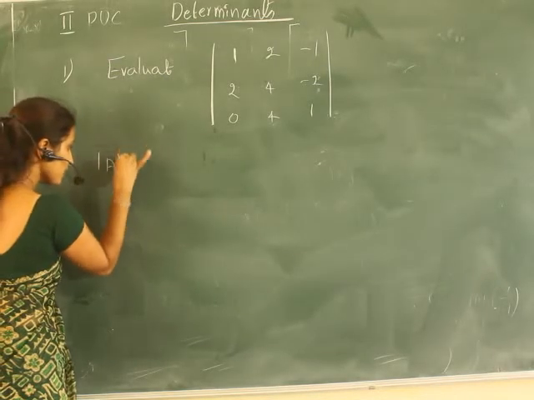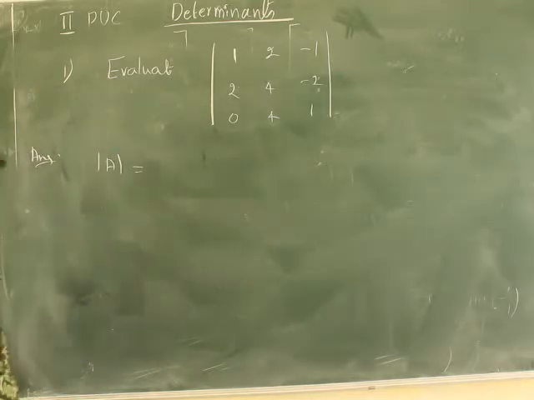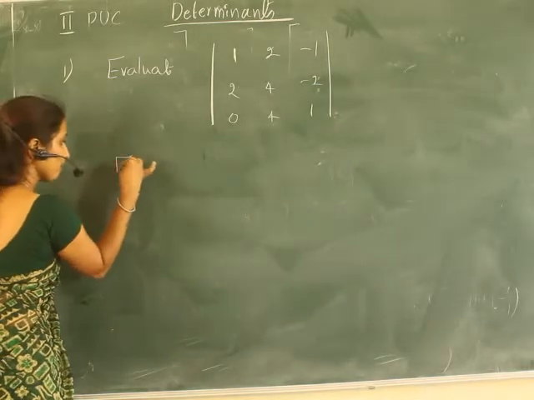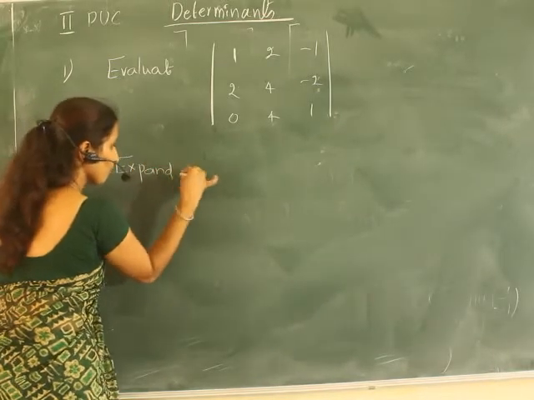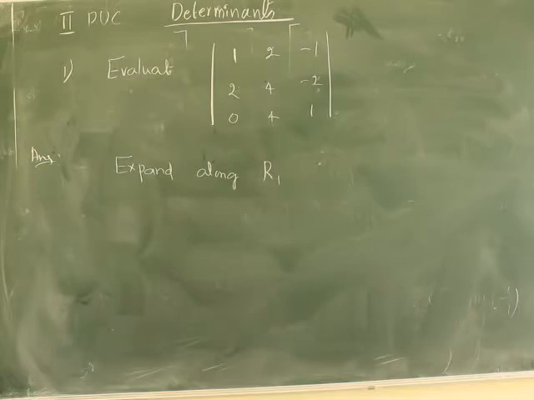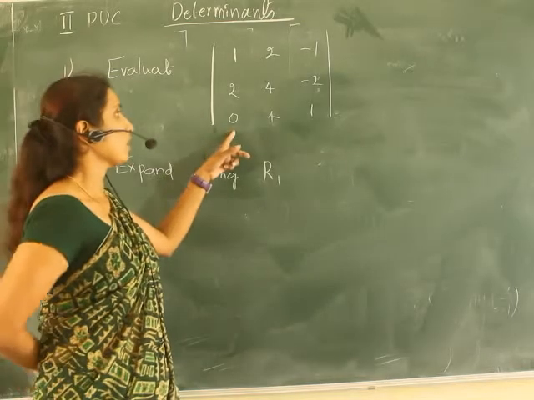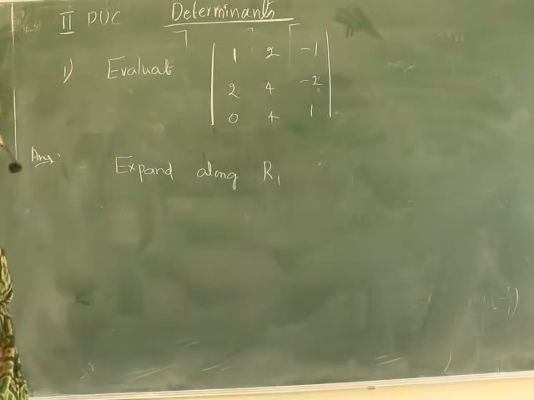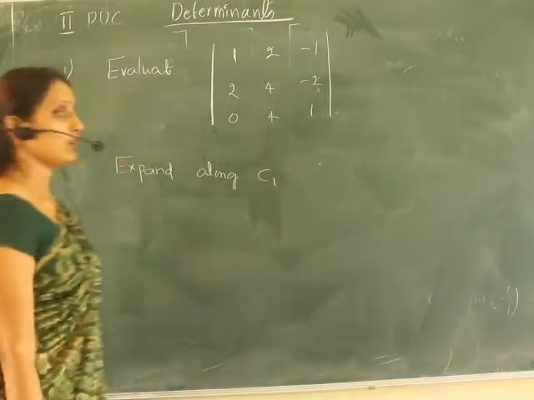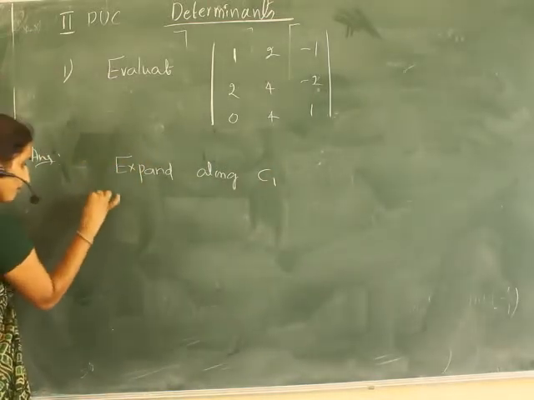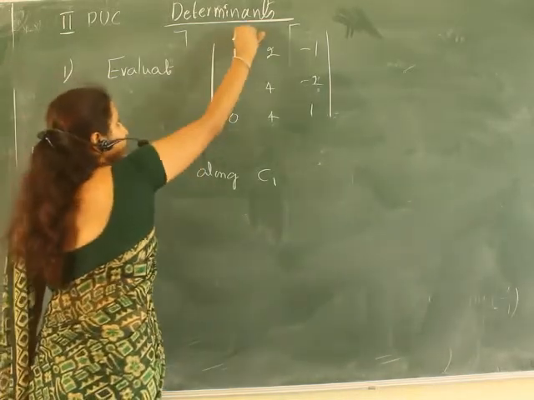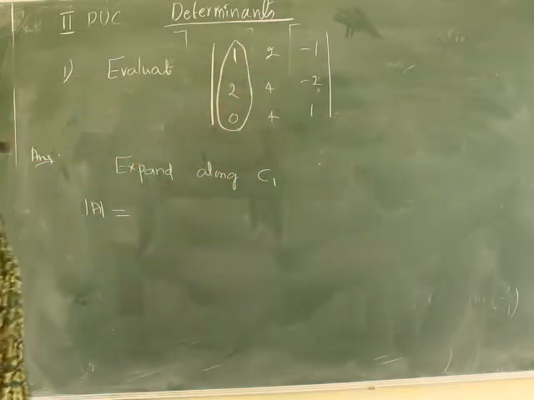So determinant of A is equal to, I am expanding along C1 because it contains 0. Expand along C1. So first element of C1, this column, the first column.